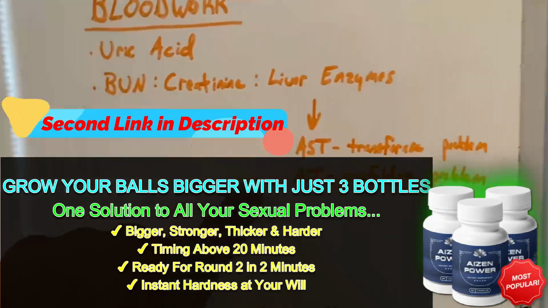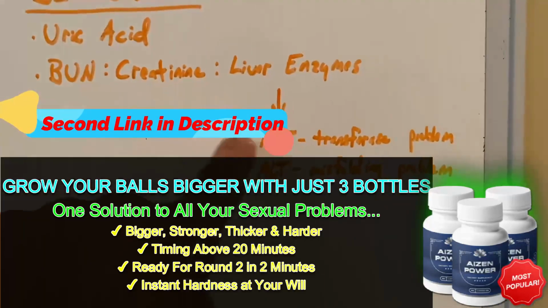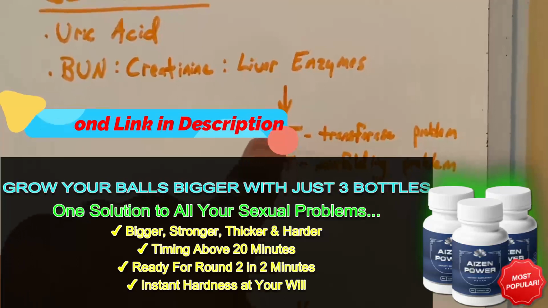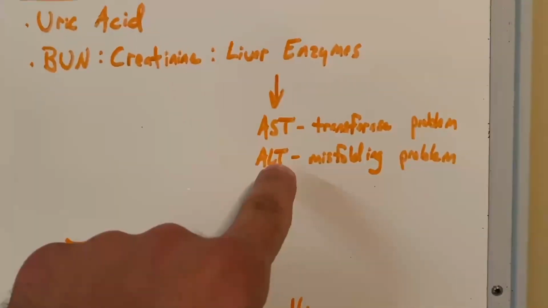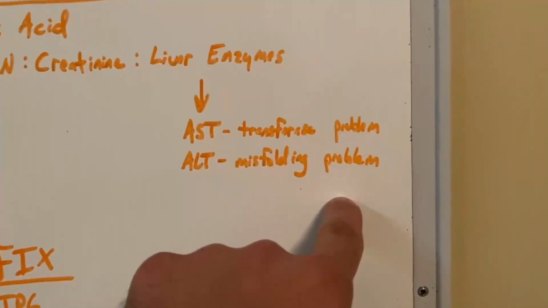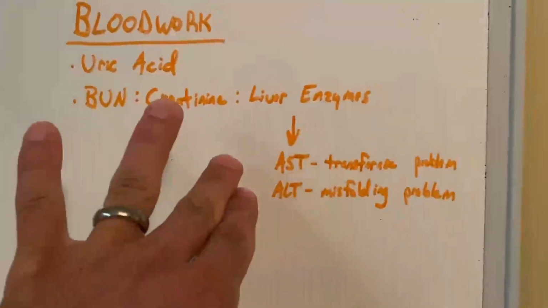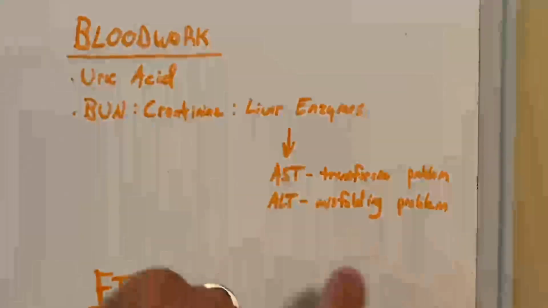Usually people lump them together, but they're completely different. Think of AST, look at the S, that's an actual systemic problem, so more of a transferase problem. ALT, liver-based, hepatic-based, more of a misfolding protein problem. So you can't only take these numbers and not look at anything else. You have to look at everything in correlation.